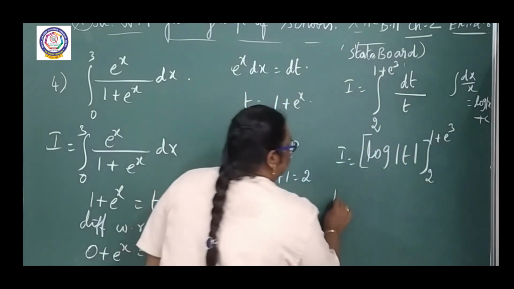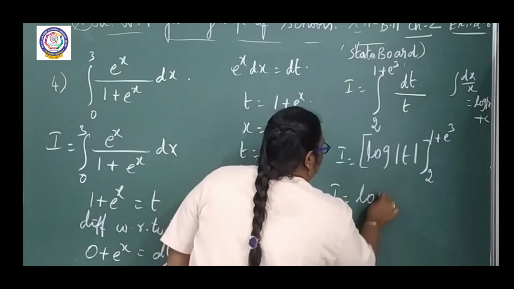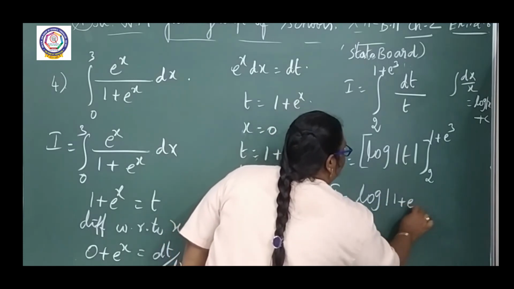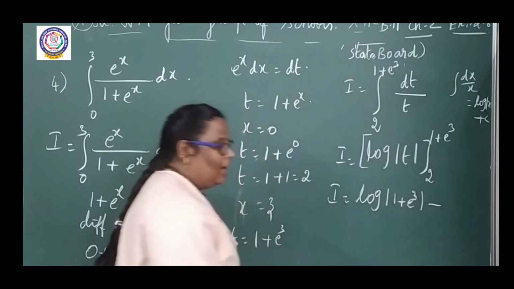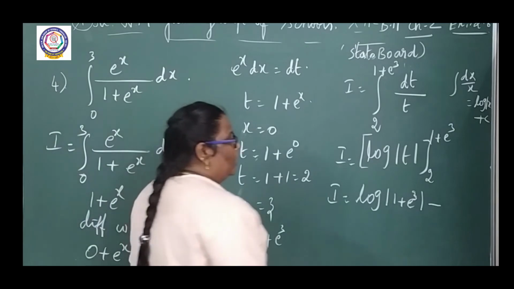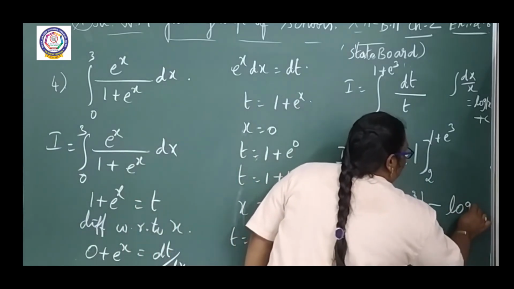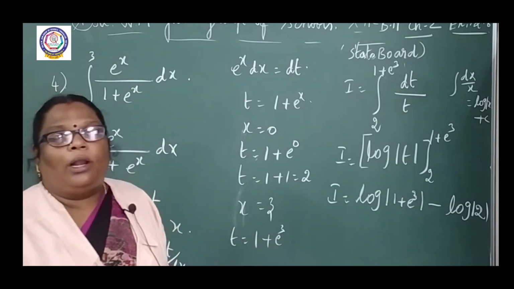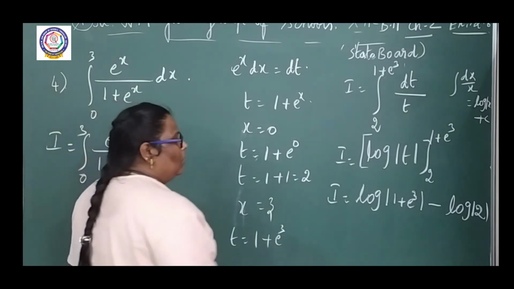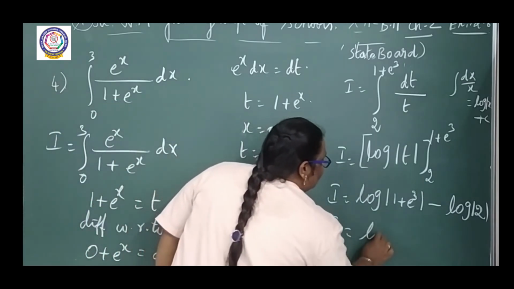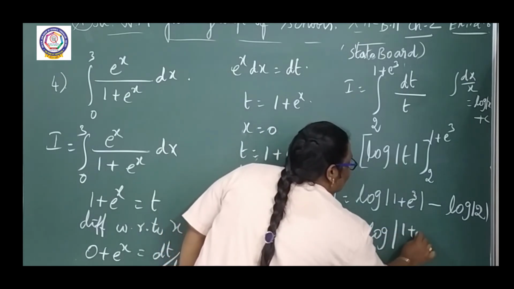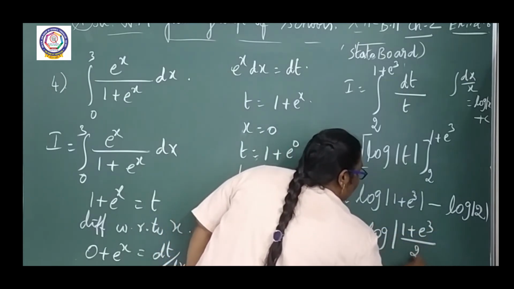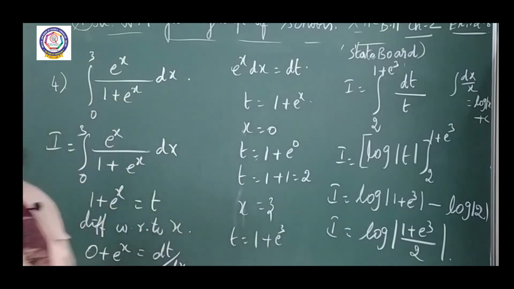So, you can substitute I equal to log of modulus of 1 plus e cube, upper limit, minus lower limit. What is the lower limit? Log of modulus of 2. You know the formula, log m minus log n equal to log of modulus of m by n. So, I equal to log of modulus of 1 plus e cube by 2.